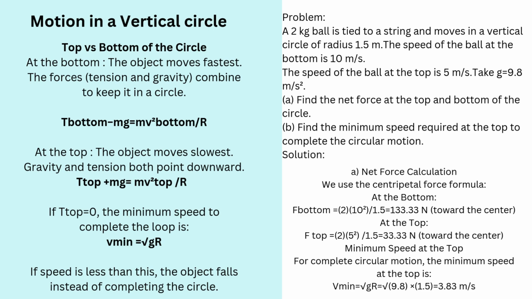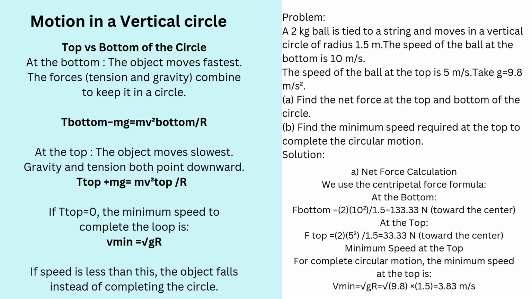To find the net force at the top and bottom and also to find the minimum speed required to complete the loop, we use formulas like T bottom minus mg equals m v squared bottom by r, T top plus mg equals m v squared top by r, and V minimum equals square root of g r.